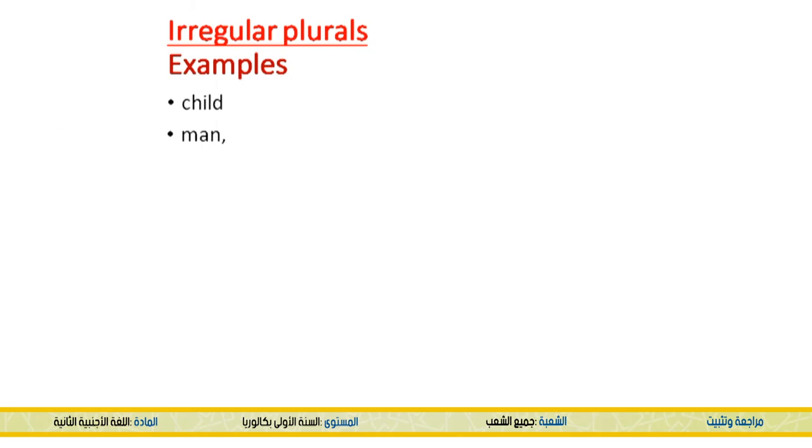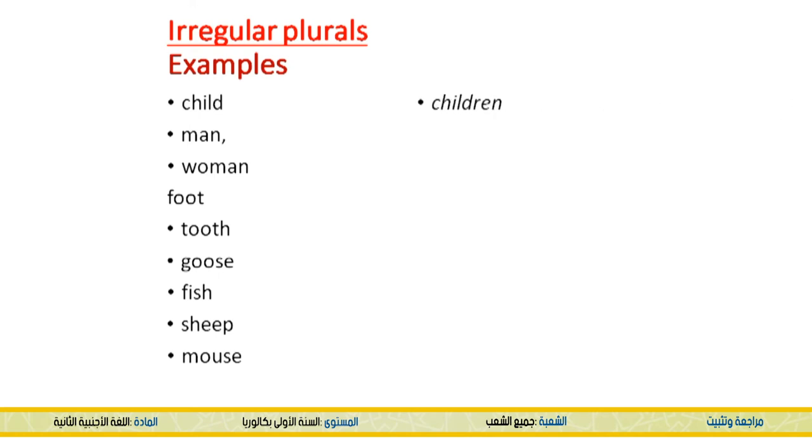Now look at these words. Child, man, woman, foot, tooth, goose, fish, sheep. What is the plural form of child? Childs? No, it's not childs. Sorry. Children.